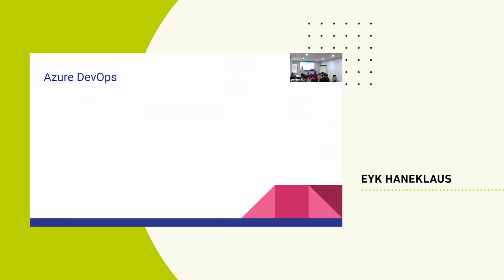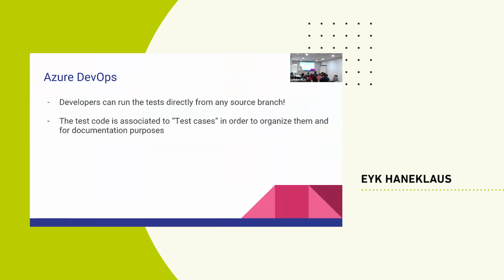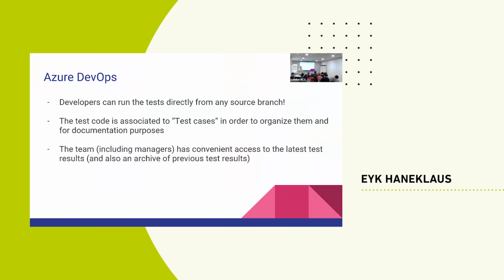Our tool of choice is Azure DevOps. With Azure DevOps, developers can run the test directly from any source branch. The test code is associated to test cases in order to organize them and for documentation purposes. The team, including managers, has convenient access to the latest test results and also to an archive of previous test results. The testers are also able to create bugs from failed test runs and attach logs, screenshots, and videos.